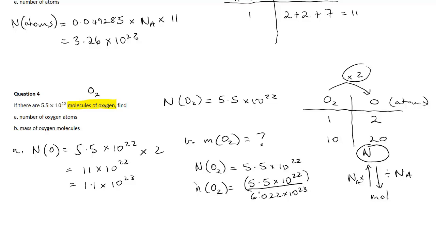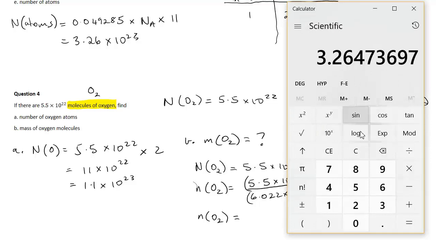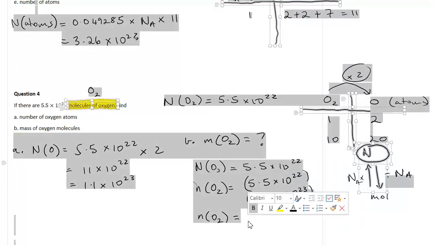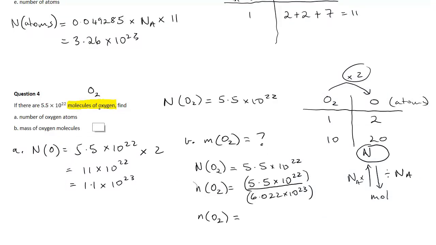Now, make sure that you have brackets around these when you're inserting it into a calculator, otherwise it will give you a very weird answer. It might even have like 10 to the 47 or something ridiculous like that. You don't want to be incorrectly placing it into your calculator, right? So 5.5 times 10 to the power of 22 divided by Avogadro's constant, which is 6.022 times 10 to the 23. Okay, 0.09133. So that's how much mole we have of oxygen.